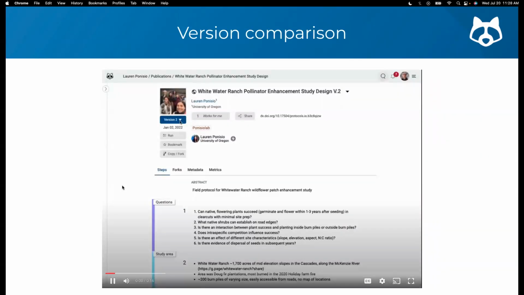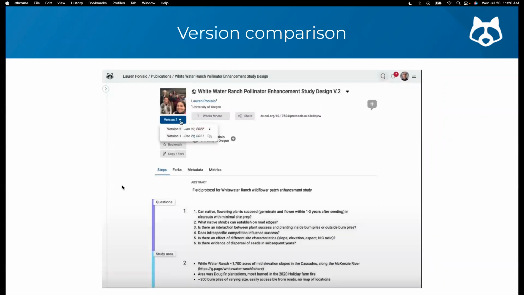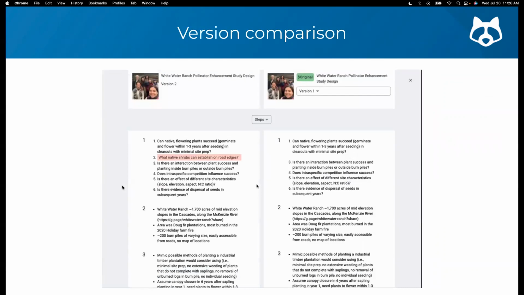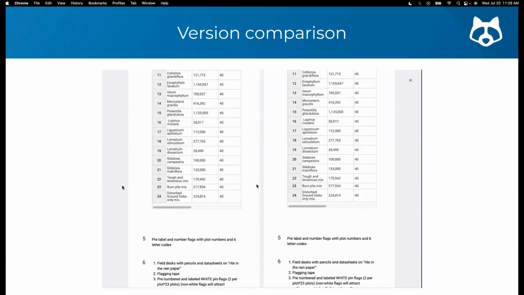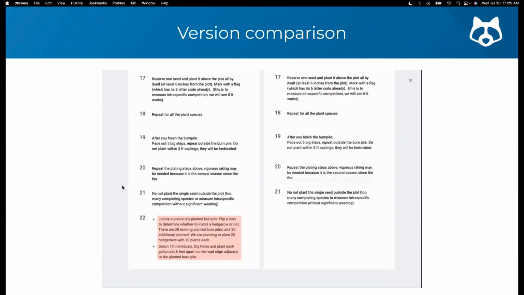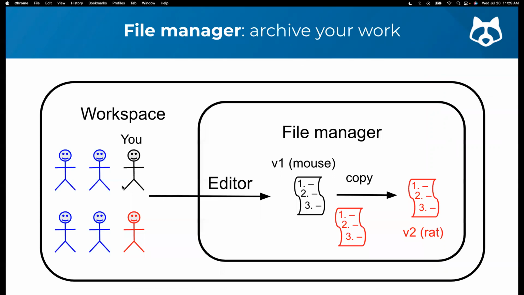The platform also allows you to dynamically compare an old version of a protocol to a new one. In this example, the new version is to the left and the changes are marked in red. And even if a member of your workspace leaves, because, for example, a graduate student graduates, the protocols remain organized, up to date, and available in the file manager.